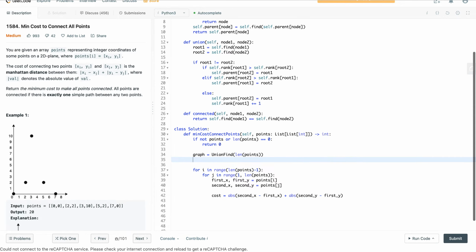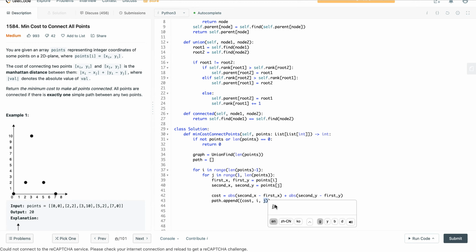And then I guess we can have a path list here to record all the costs. So we can do something like path.append, we append the cost, and then we append the indices i and j. Keep in mind we're not appending the coordinates because we just need the indices, the ID of the points, from which point to which point and what cost.